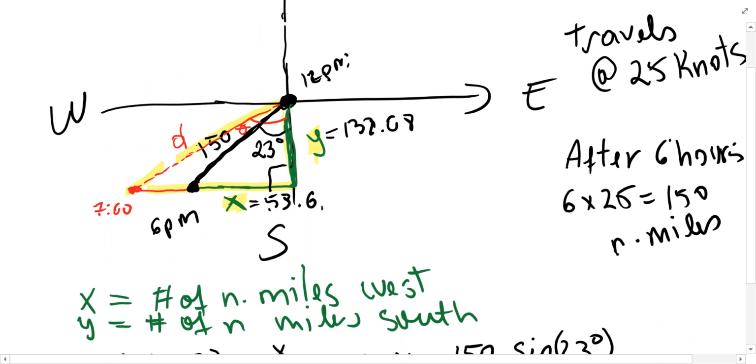I'm sorry, my pen is not working properly. So in this big right triangle, I have that this side is 58.61 and this side is 138.08. But do I know how much this distance is? Oh yes, because from 6 to 7, that's 1 hour, and the ship travels 25 knots per hour. So if I add 25 to my x, that's going to give me the distance that I need.